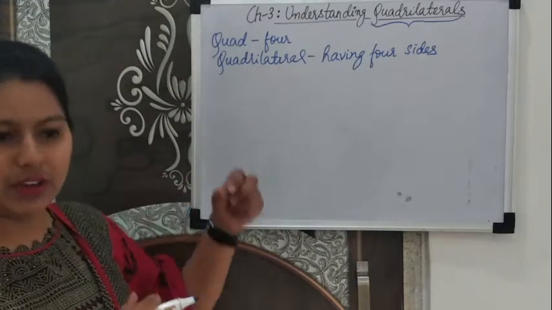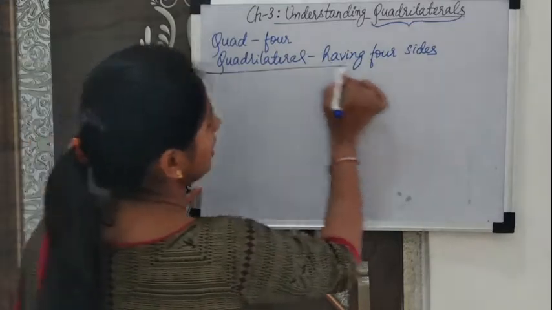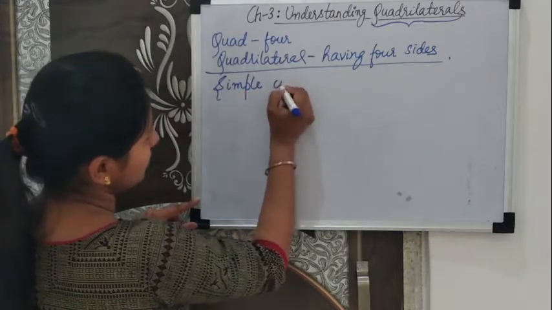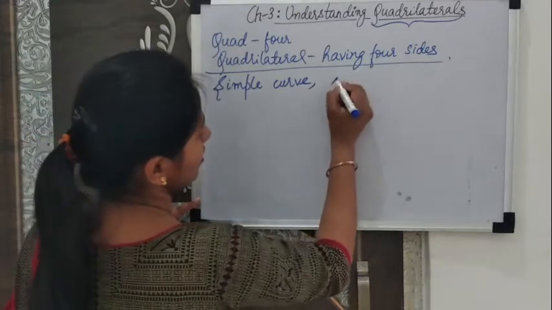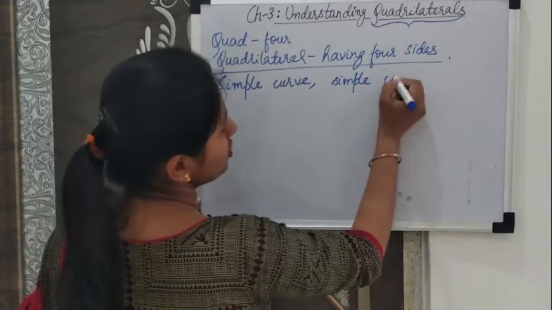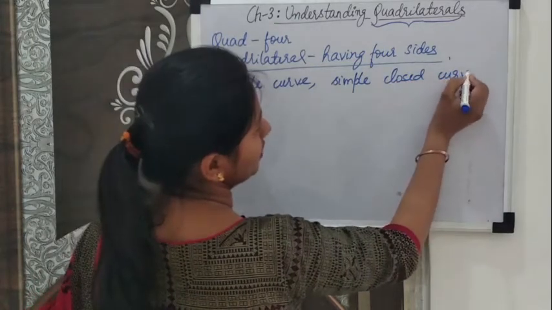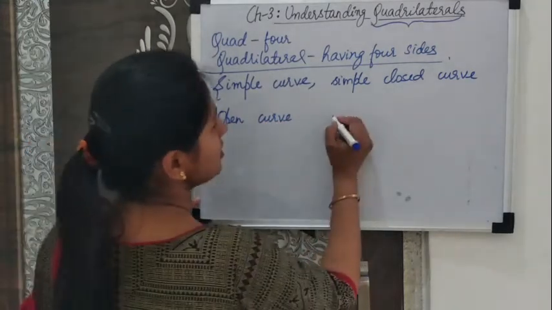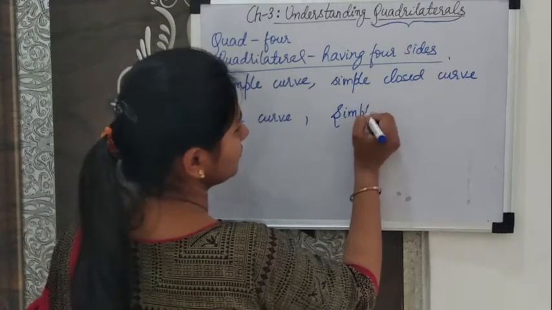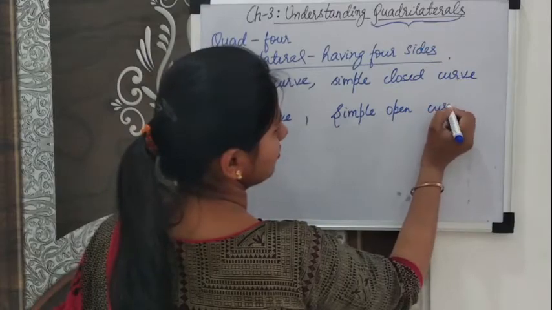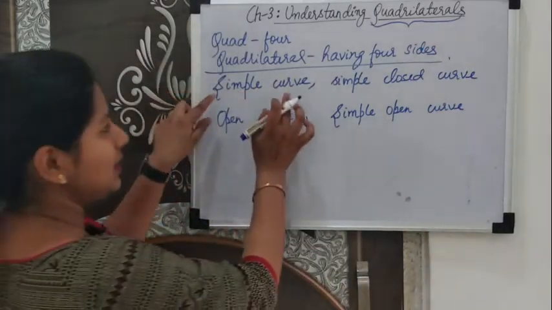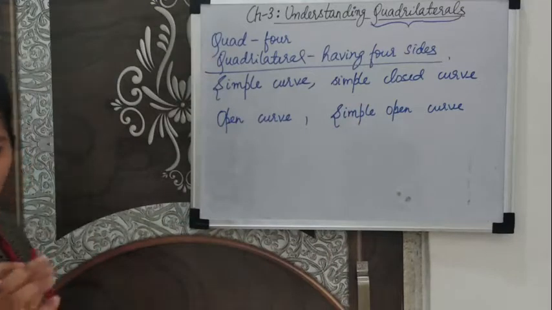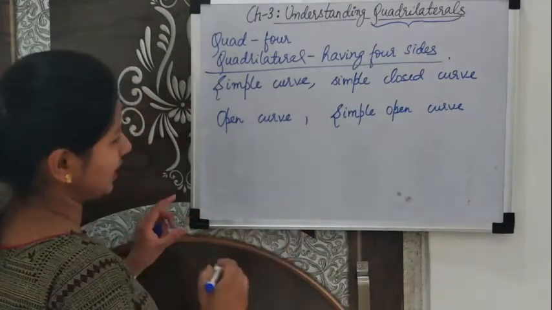Before defining this exactly, we should know some more terms. From this, the first term is, I am writing the term simple closed curve. Okay, then open curve, then simple open curve. Okay, definitely in this word simple curve, and this is simple closed curve, open curve, simple open curve, there is just a little difference in these. Now I will draw some diagrams and show you, you look at them and understand.